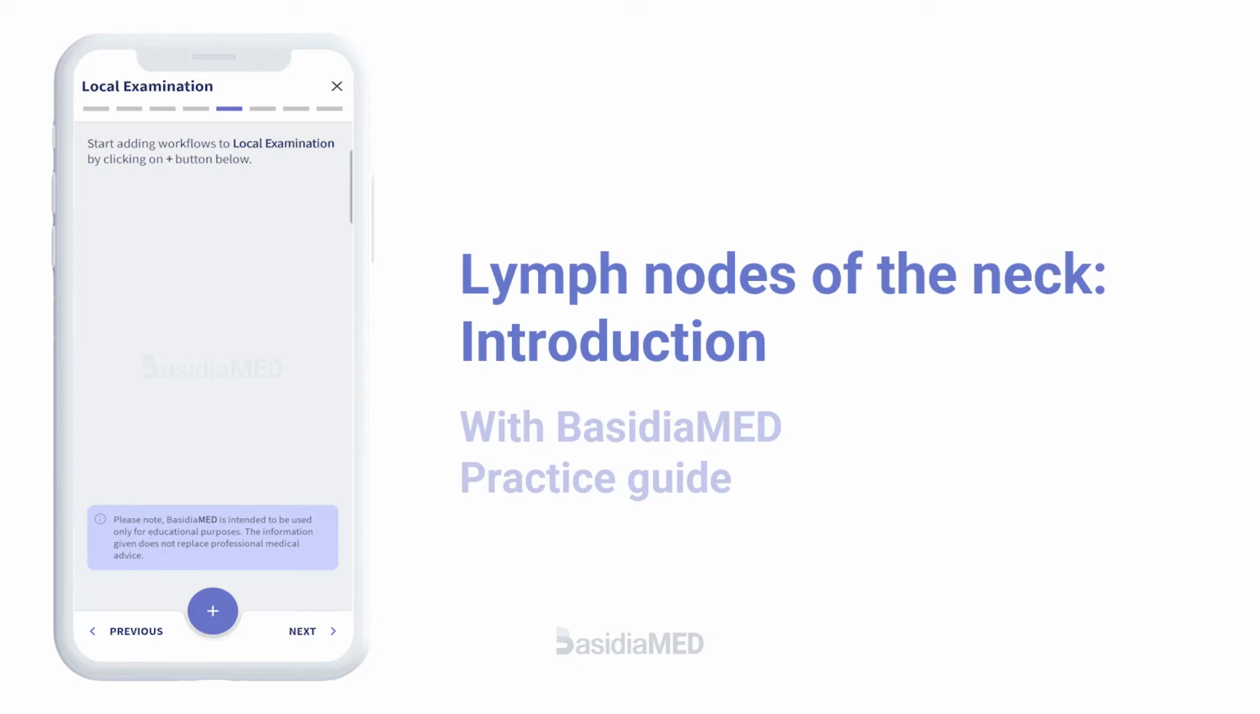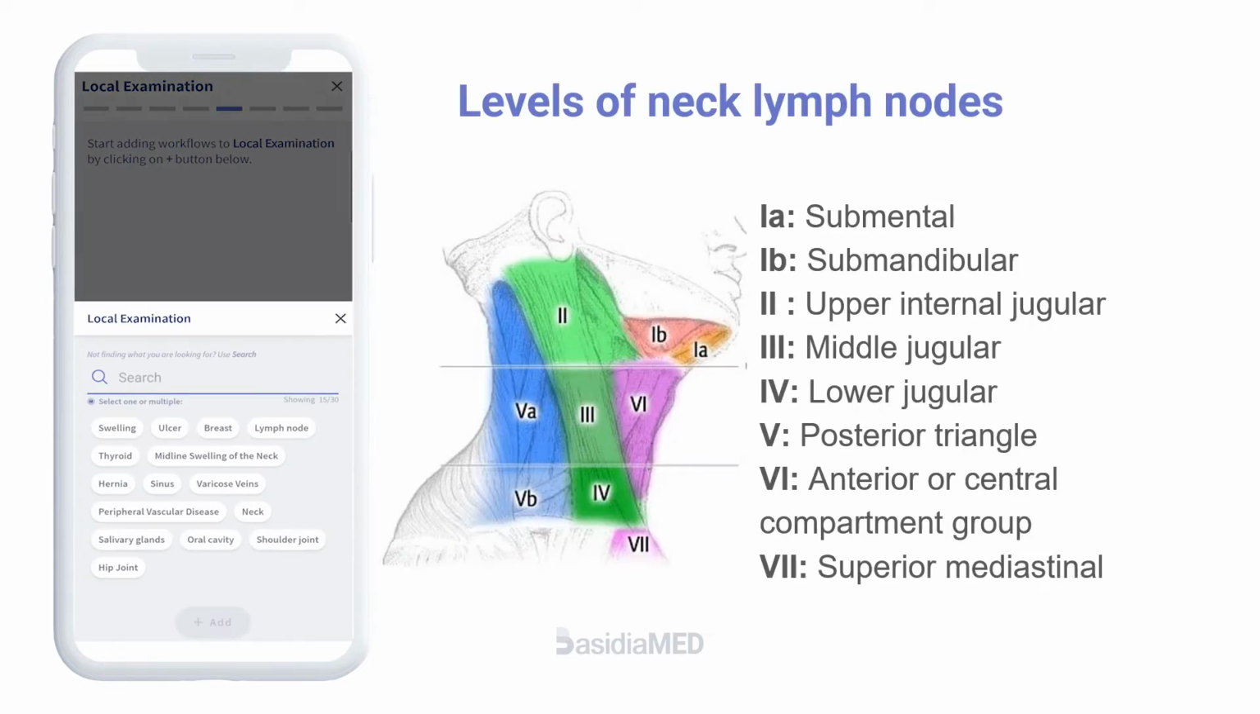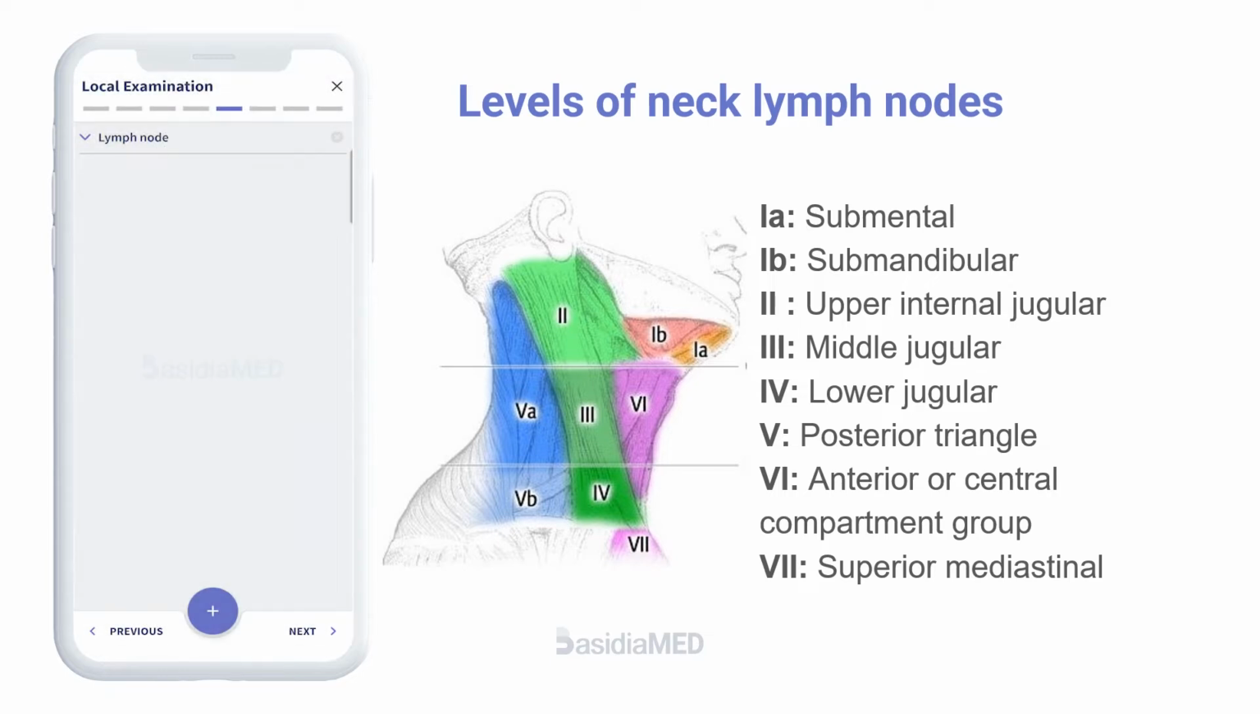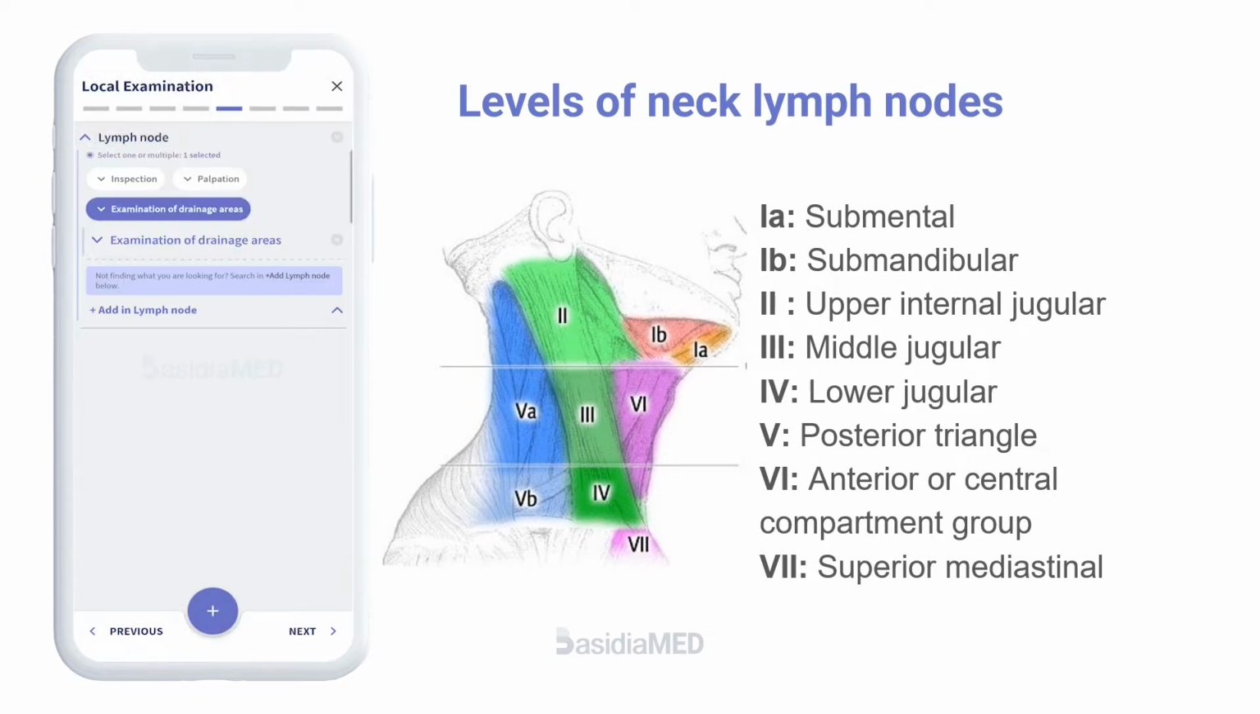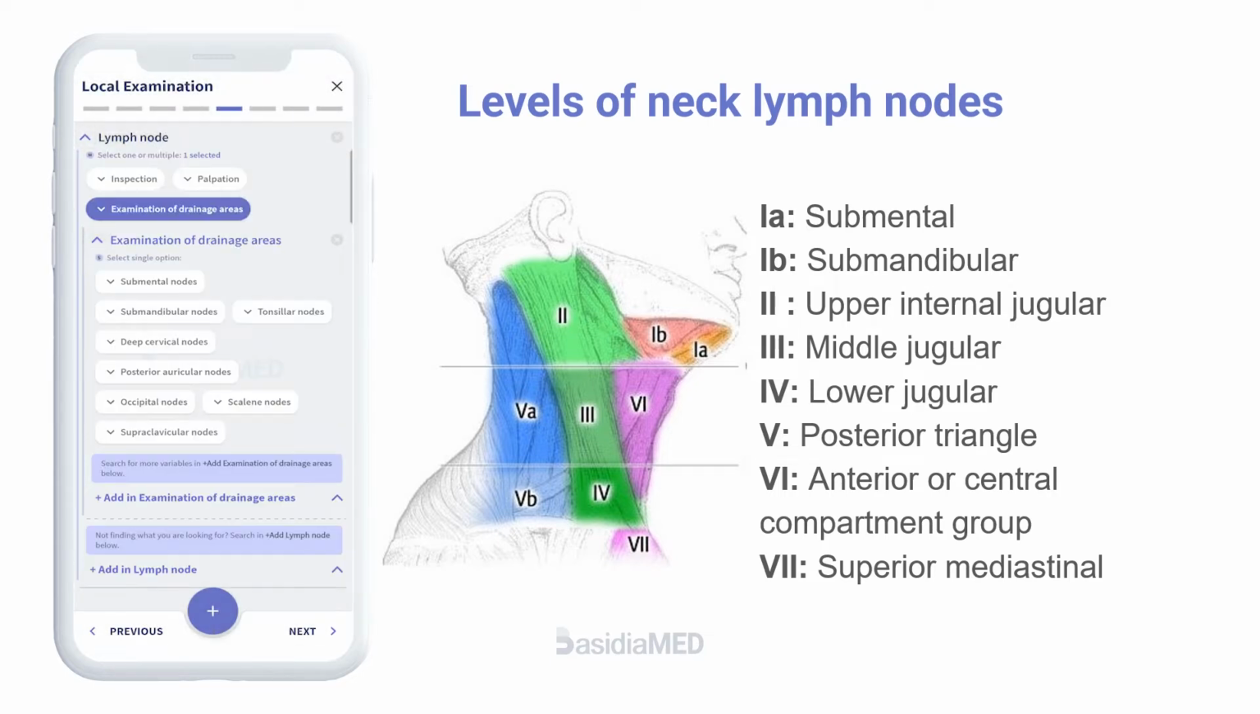Introduction to lymph nodes of the neck. The neck lymph nodes are divided into 7 levels, based on the area they drain. The levels of lymph nodes are: Level 1A, Submental. Level 1B, Submandibular. Level 2, Upper Internal Jugular.